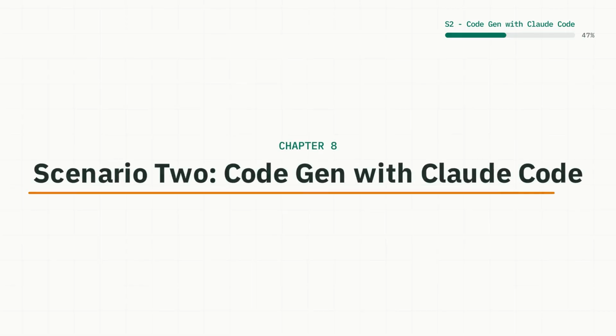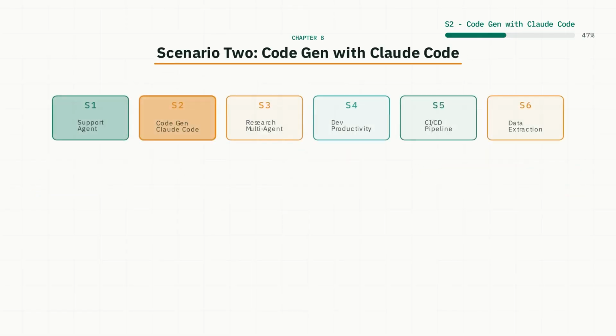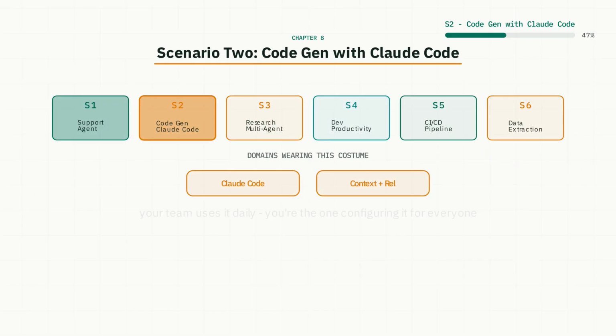Chapter 8, Scenario 2, Code Generation with Claude Code. The setting: your team uses Claude Code daily, generation, refactoring, debugging, documentation, and you're the one configuring it so the whole team benefits. This costume is worn by the Claude Code domain with context management assisting, and its heart is a hierarchy most users never learn, where configuration lives.